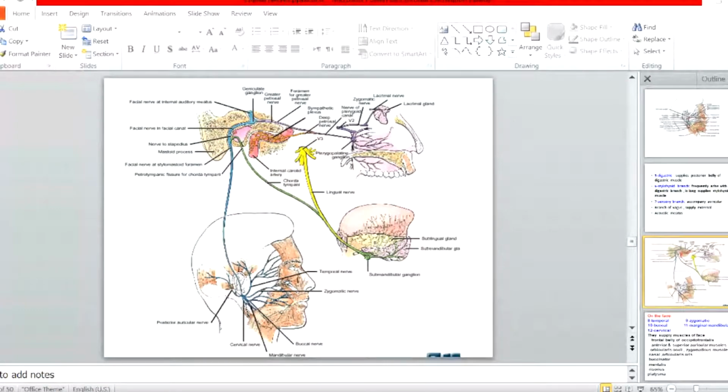So the facial nerve supplies preganglionic parasympathetic fibers to two ganglia in the head and neck: the pterygopalatine ganglia in the pterygopalatine fossa and the submandibular ganglia in the submandibular triangle. These supply the lacrimal gland, the nasal cavity, nasopharynx, roof of the oral cavity, and then the submandibular.